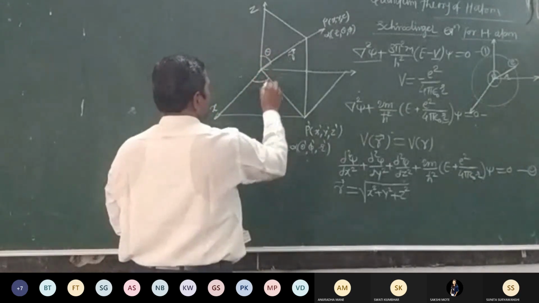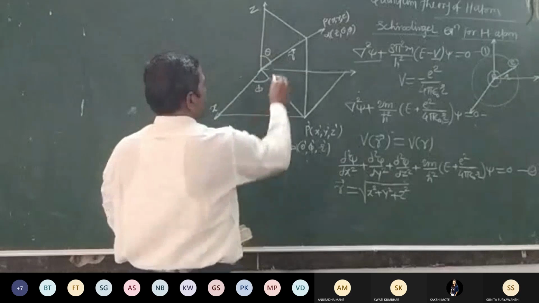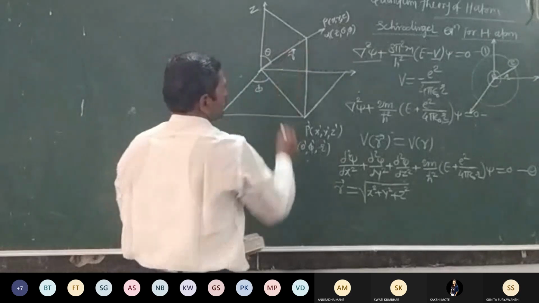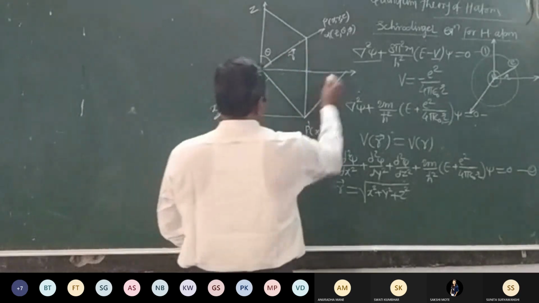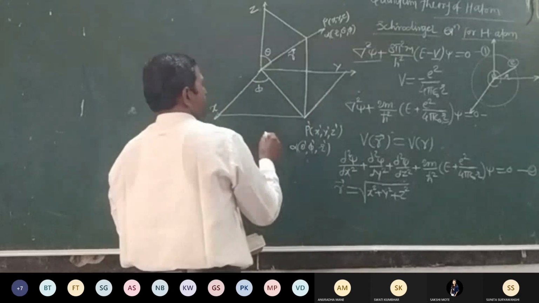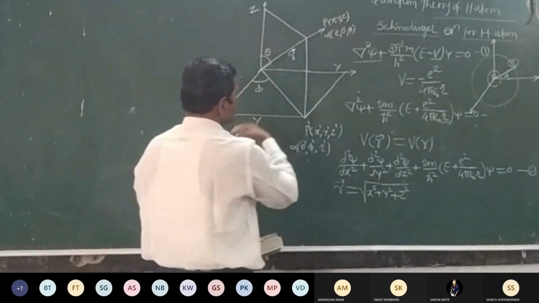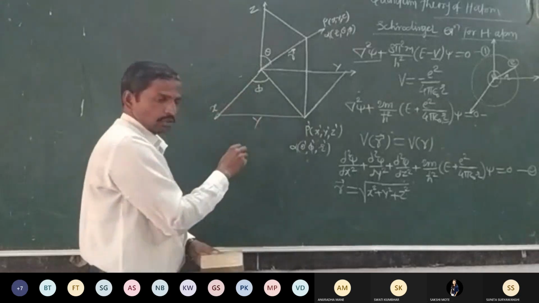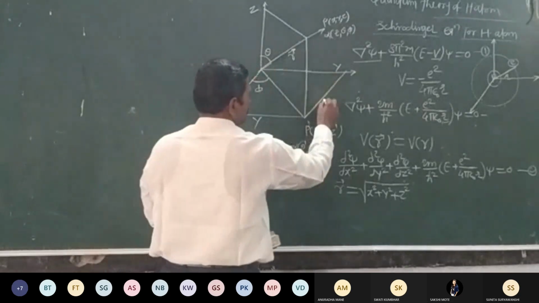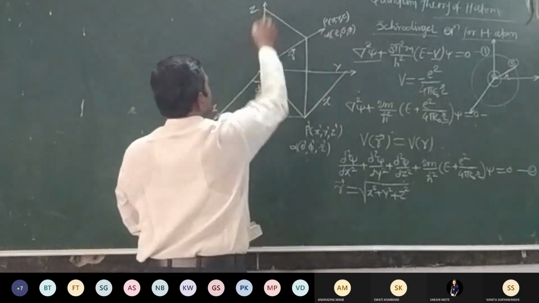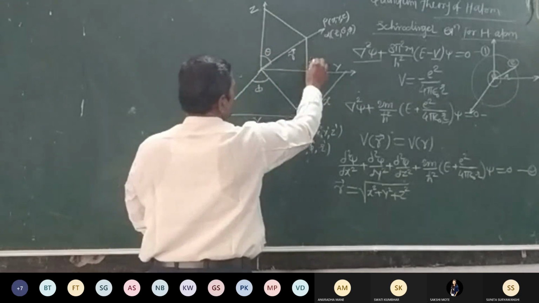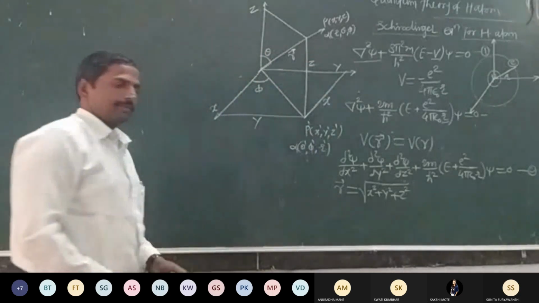This is theta and this is phi, and this radius vector is r. Along this direction it is y, along this direction it is x. So parallel to it, this is x, and this one is z.